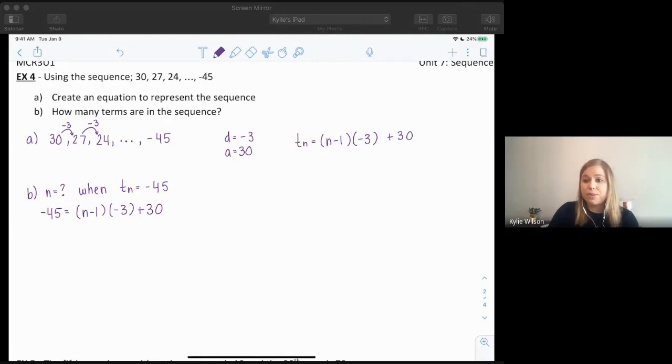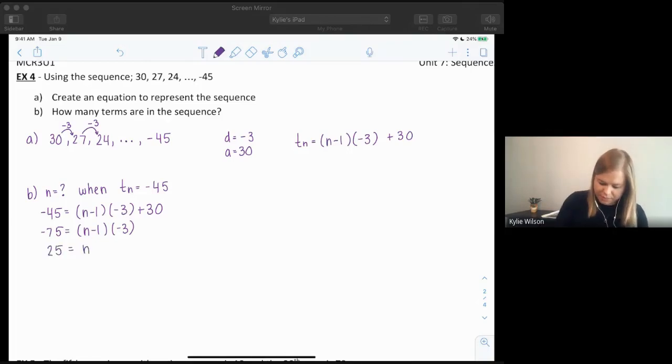And now let's isolate for n. The first thing I'm going to do is move that positive 30 to the other side, and when it moves over, it becomes negative. So we'll have negative 75 equals n minus 1 times negative 3. Next, to continue to isolate for n, I'm going to divide both sides by negative 3. Negative 75 divided by negative 3 is 25. And finally, I'm going to move that 1 over, and when it goes to the other side, it becomes positive. So I'll have 26 equals n.